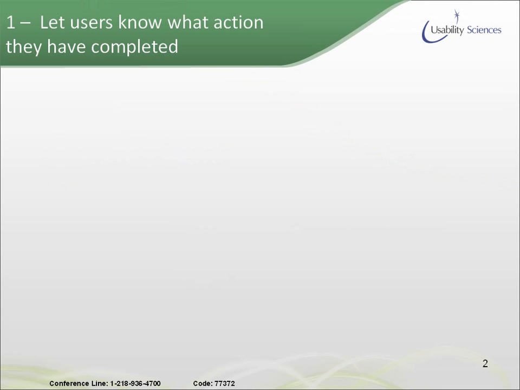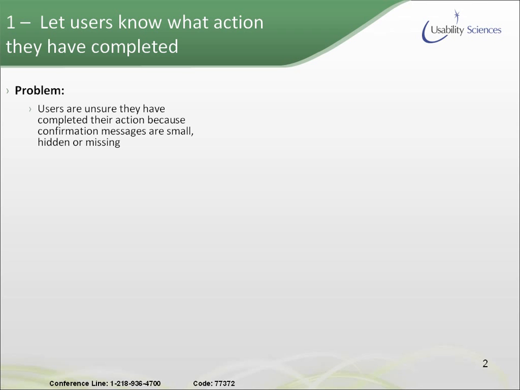Our first strategy is to let users know what action they have just completed. Often users are unsure what they just did because confirmation messages are small, are hidden, or missing completely. Additionally, if the confirmation message is there, such as thank you, the details are missing. So thank you for what? What did I just do? I think I just bought a camera, but I'm not really sure. I'm relying on the confirmation page to tell me that yes, you did just complete X and thank you for your time.